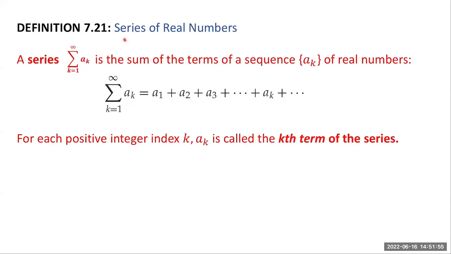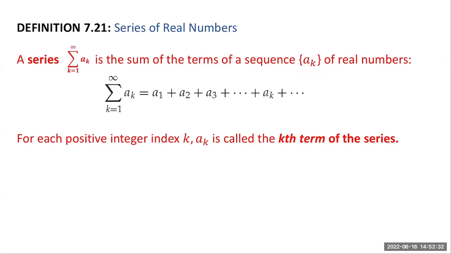I want to start with the definition of a series of real numbers. Here is how we define it. A series, which is denoted by sigma k goes from 1 to infinity a_k, is the sum of the terms of a sequence a_k of real numbers. In other words, this series is nothing but the summation of all the terms in this sequence: a1 plus a2 plus a3 plus, and so on, plus a_k plus so on. That means you take the summation of all the terms of this sequence.